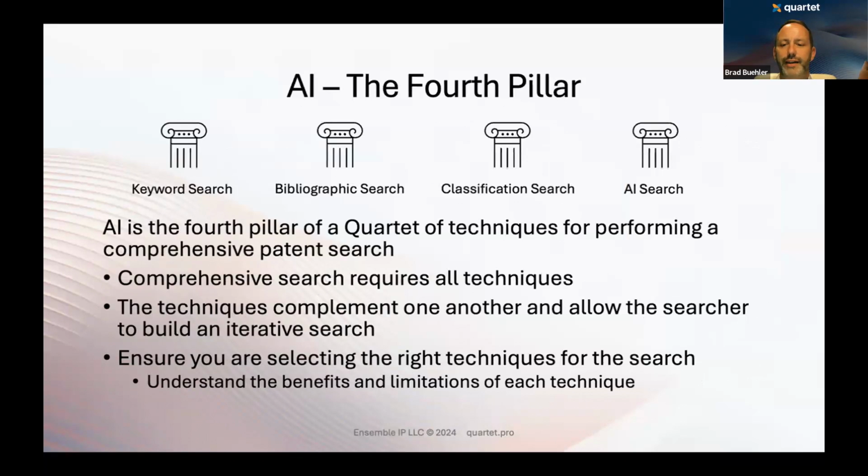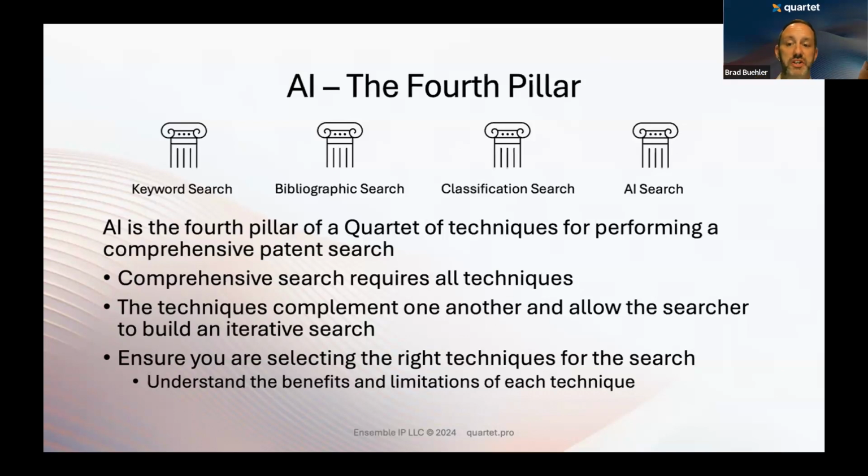For the sake of clarity, what we mean by a keyword search is a traditional Boolean search. A bibliographic search is the front page data, like inventors, assignees, citations. Classification search is using the appropriate classification system. And AI search is using an AI tool to search for the concept. All of these work together to complement each other and build a comprehensive search strategy.